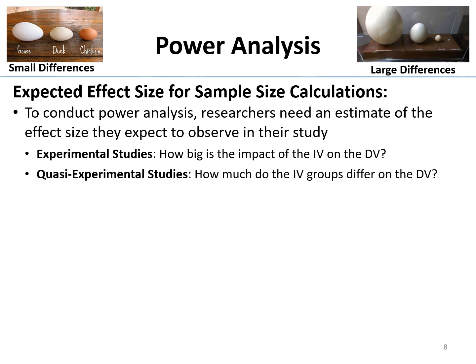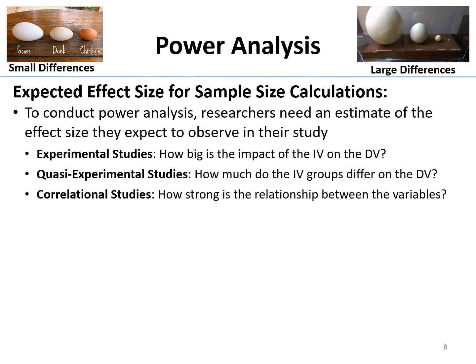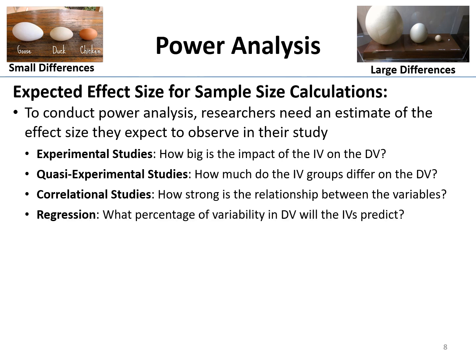For a quasi-experimental study, you need an answer to the question, how much do I think the IV groups differ on this dependent variable? For correlational studies, you need an answer to the question, how strong is the relationship between these variables? For regression, the question is, what percentage of total variability in the dependent variable is predicted by my independent variables or predictors? So what is the expected correlation? What is the expected difference in means? What's the expected R squared, etc.?